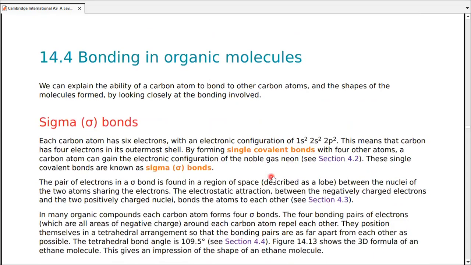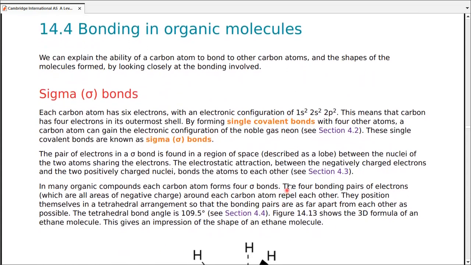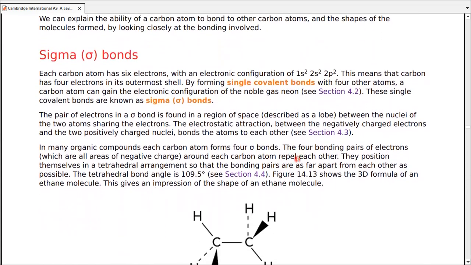Bonding in organic molecules. We already understand, as we have done it as a part of chapter number 4, that there are sigma bonds and then there are pi bonds. If we talk about sigma bonds, let's revise a little bit before we move on to the organic part of this topic. Every carbon atom has 6 electrons. The outermost shell has 4, and they form single covalent bonds with 4 other atoms. That's how carbon usually satisfies its combining capacity.